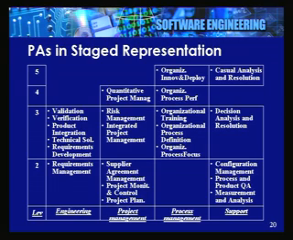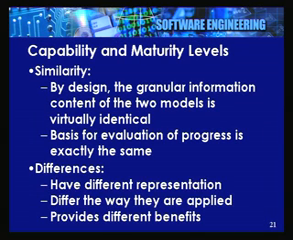Now, once we have this, then we do the assessment for a continuous model. We do the assessment for individual process areas, okay, and for the maturity level approach, we do the assessment level by level. That is a major difference. Now, let us look at what are the main differences and similarities between the capability levels and the maturity levels. Okay. So, if you look at the slide again, the similarity is, by design, the granular information content of the two models is virtually identical. Okay, and the basis for evaluation of progress in each process area is exactly the same.